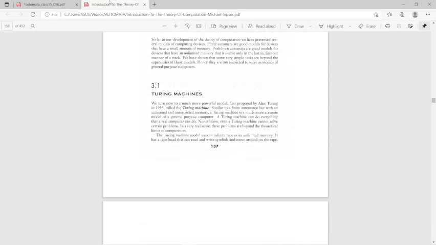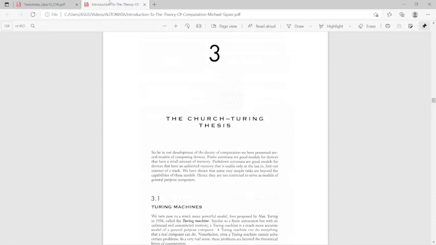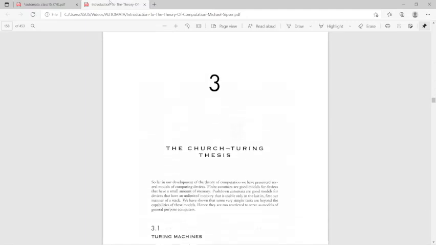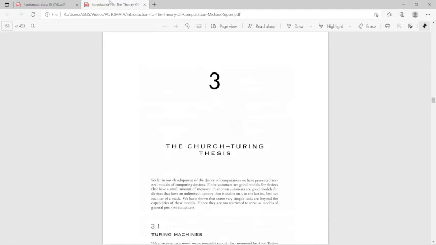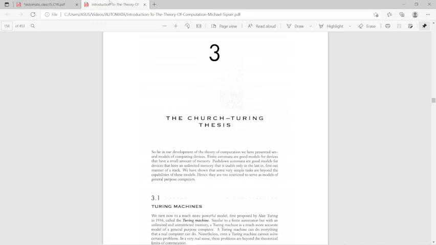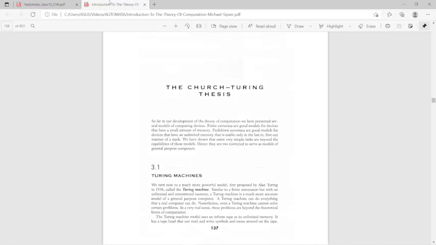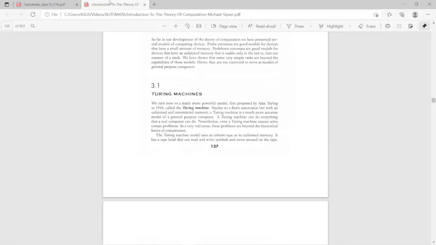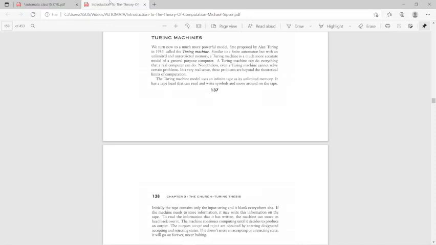So these are the Turing machines, right? And this is the Church-Turing thesis. The PDF is available on the net, and from here you can read about Turing machines. The major award given in computer science is the Turing award, right?